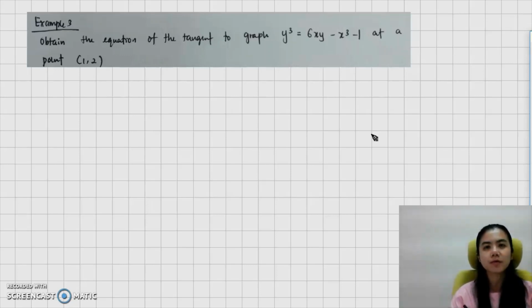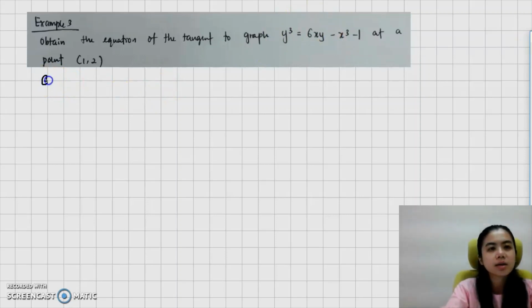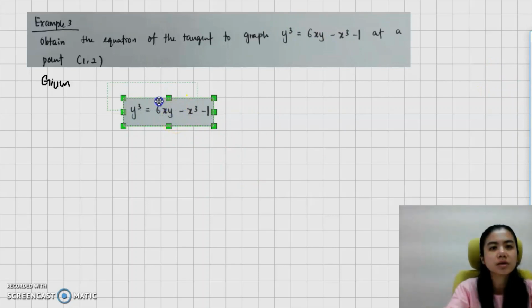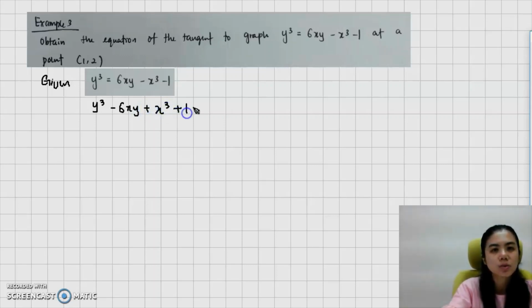No matter how, first of all, rearrange this such that you have an equation equal to 0. Let's copy back the question. Given this one, place it here. Now rearrange it. When you rearrange it, you will have y cubed minus 6x squared plus x cubed plus 1, and that is equal to 0.